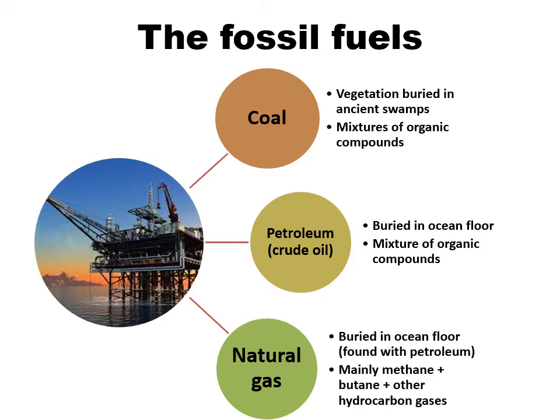The second type of fossil fuel is called petroleum. The raw material of petroleum is crude oil, which we're going to look at in detail after this. Petroleum is a mixture of organic compounds, and we can find it buried in the ocean floor. The last type of fossil fuel is natural gas. Natural gas is mainly methane and butane with other hydrocarbon gases mixed together, and we can find natural gas buried in the ocean floor, found with the petroleum.